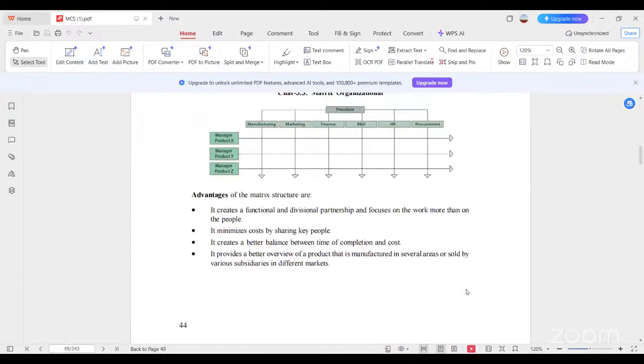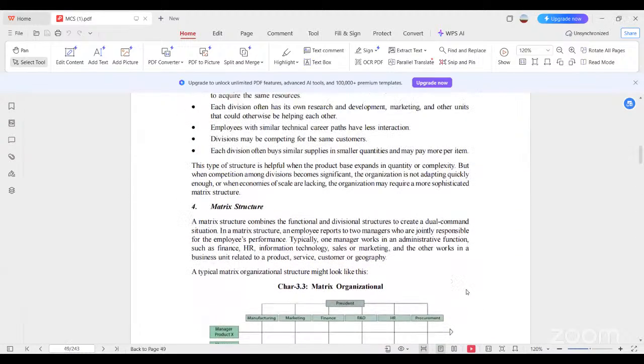Now, next is your matrix structure. Matrix structure means we are trying to combine both functional and divisional structure. In this structure, each and every employee will have two bosses, and they report to two managers simultaneously. That means this creates a dual command system.